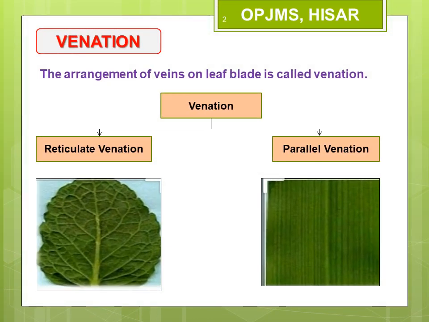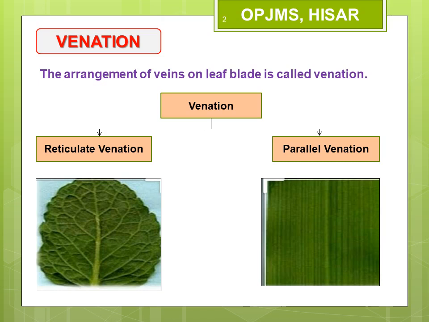In our previous class, we studied that the midrib on either side branches out as veins and veinlets to form a network. The arrangement of these veins on the leaf blade or leaf lamina is known as venation. Venation is mainly of two types: reticulate venation and parallel venation.